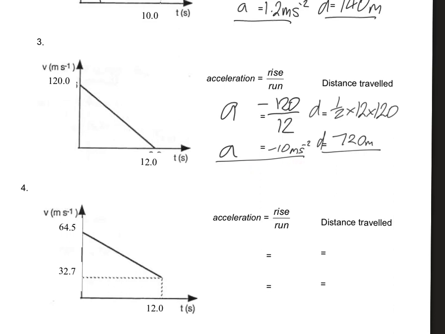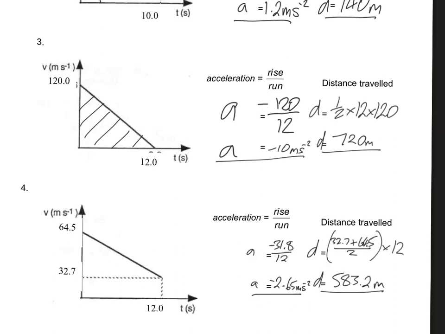Then, to find the distance, it's again this area here under the line, so that's a triangle, and you can see the formula over here, half base times height is applied, so half times the base of 12 times 120, which was the height, and that gives us a distance of 720 meters.